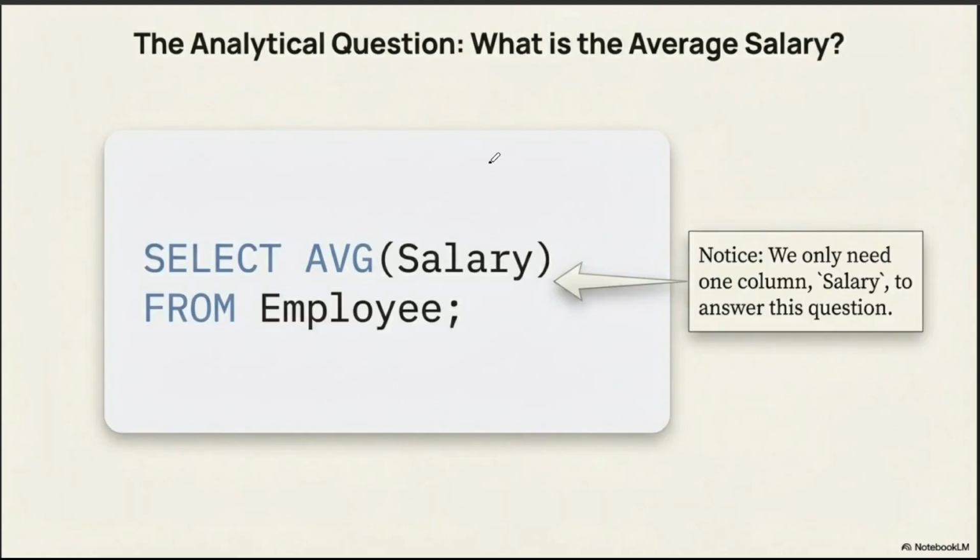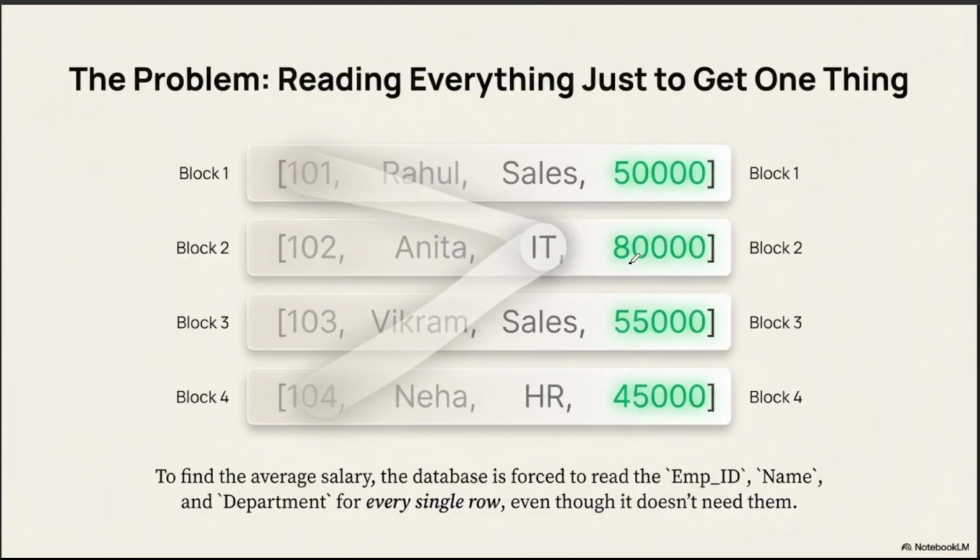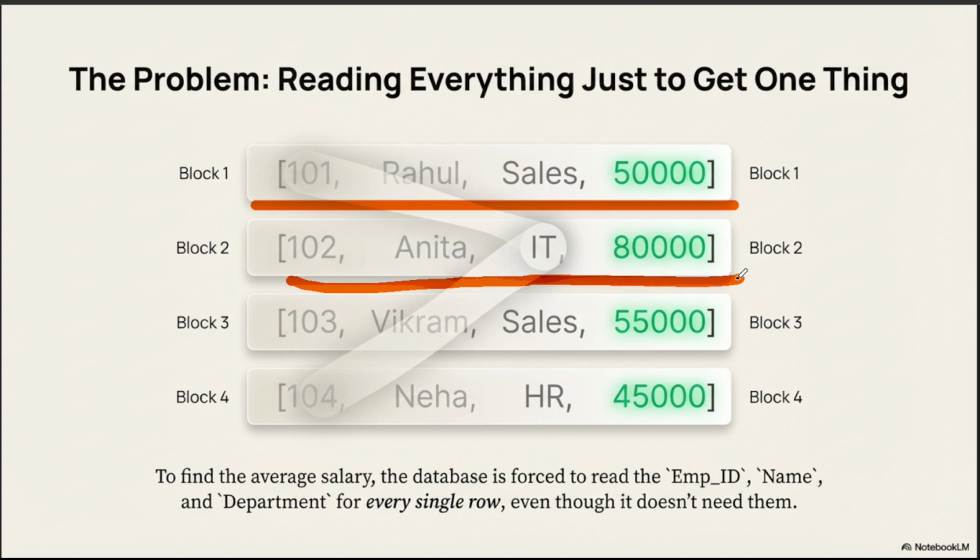Now the analytical question. If somebody asks what is the average salary, notice we only need the salary column to answer the question. We do not need any other data for an employee. In this case, the database will have to scan each and every block. It has to first go and check Rahul's salary, then Anita's salary, similarly Vikram and Neha's salary, then sum it up and take the average, which will take some time.